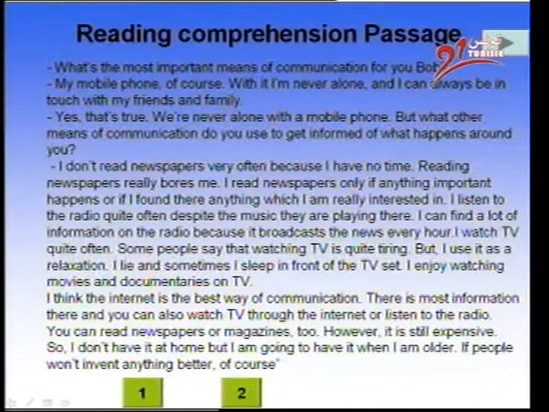What's the most important means of communication for you, Bob? My mobile phone, of course. With it, I'm never alone, and I can always be in touch with my friends and family. Yeah, that's true. We're never alone with a mobile phone. But what other means of communication do you use to get informed of what happens around you? Well, I don't read newspapers very often because I have no time. Reading newspapers really bores me. I read newspapers only if anything important happens or if I find there anything which I am really interested in.